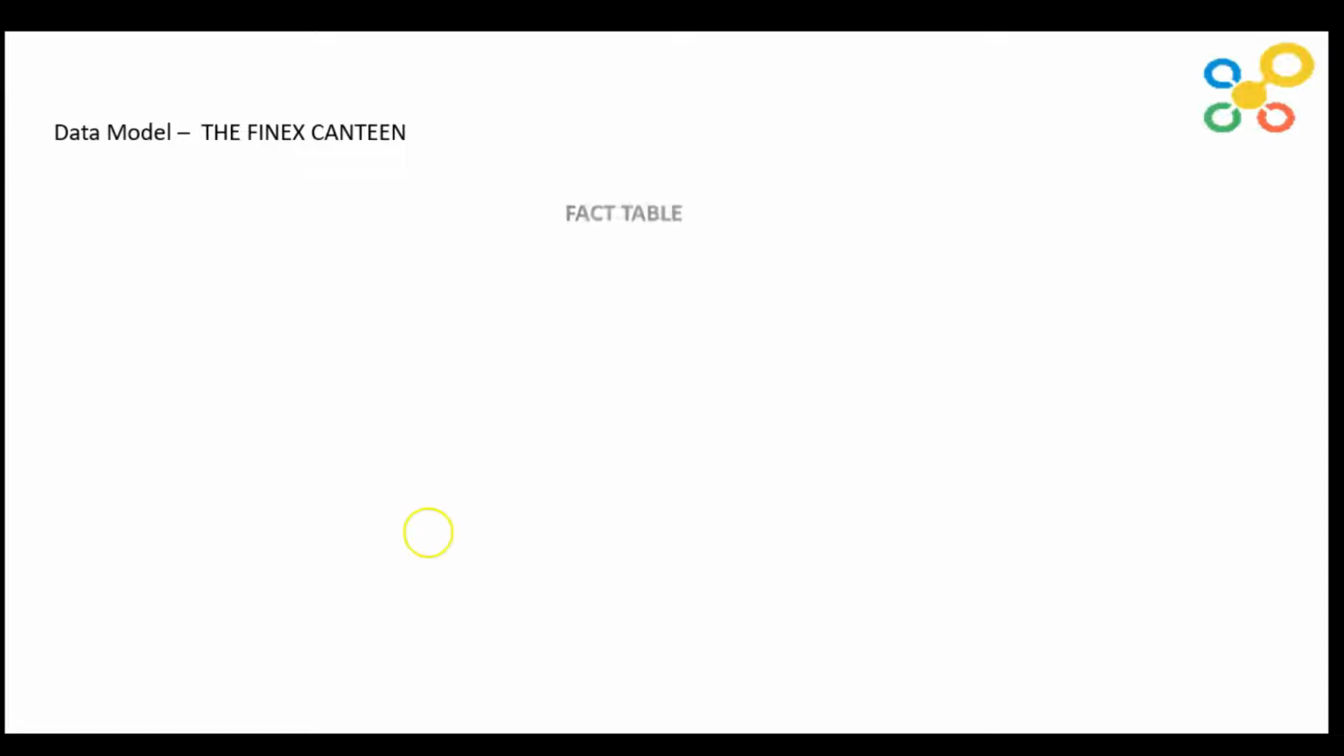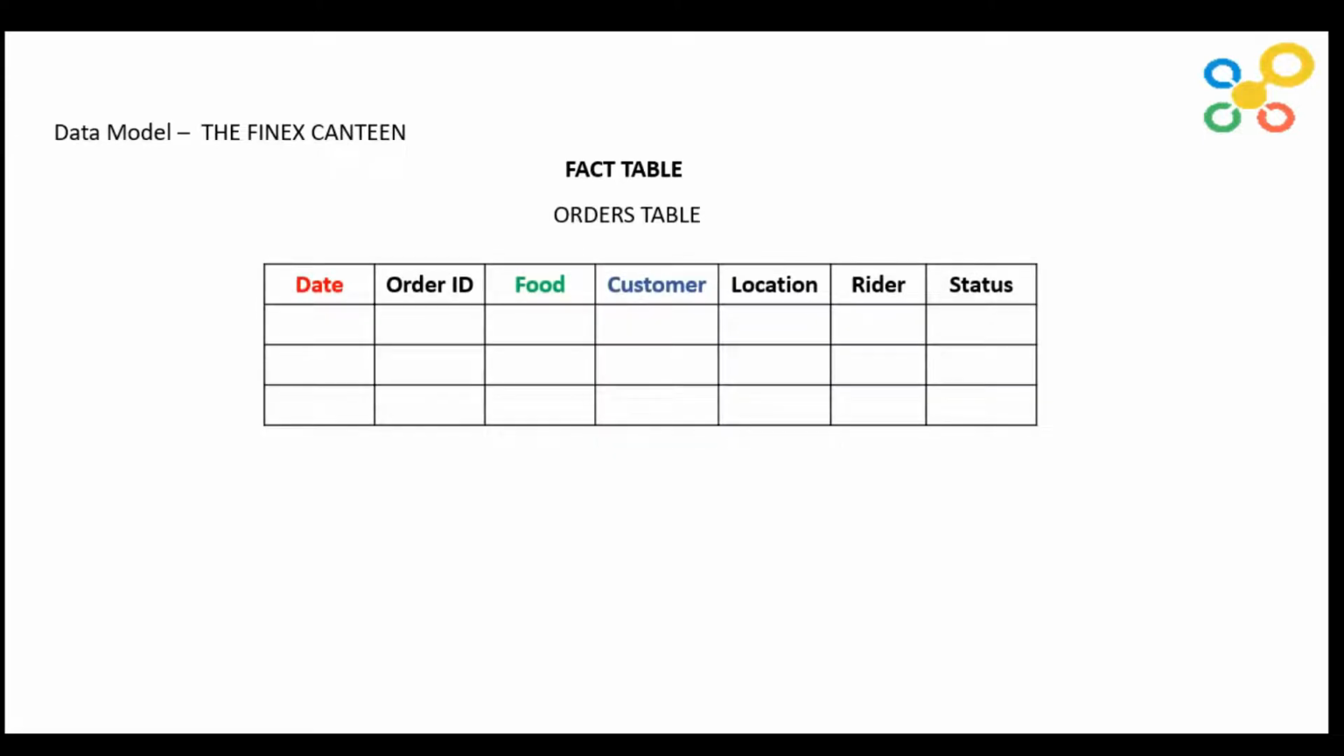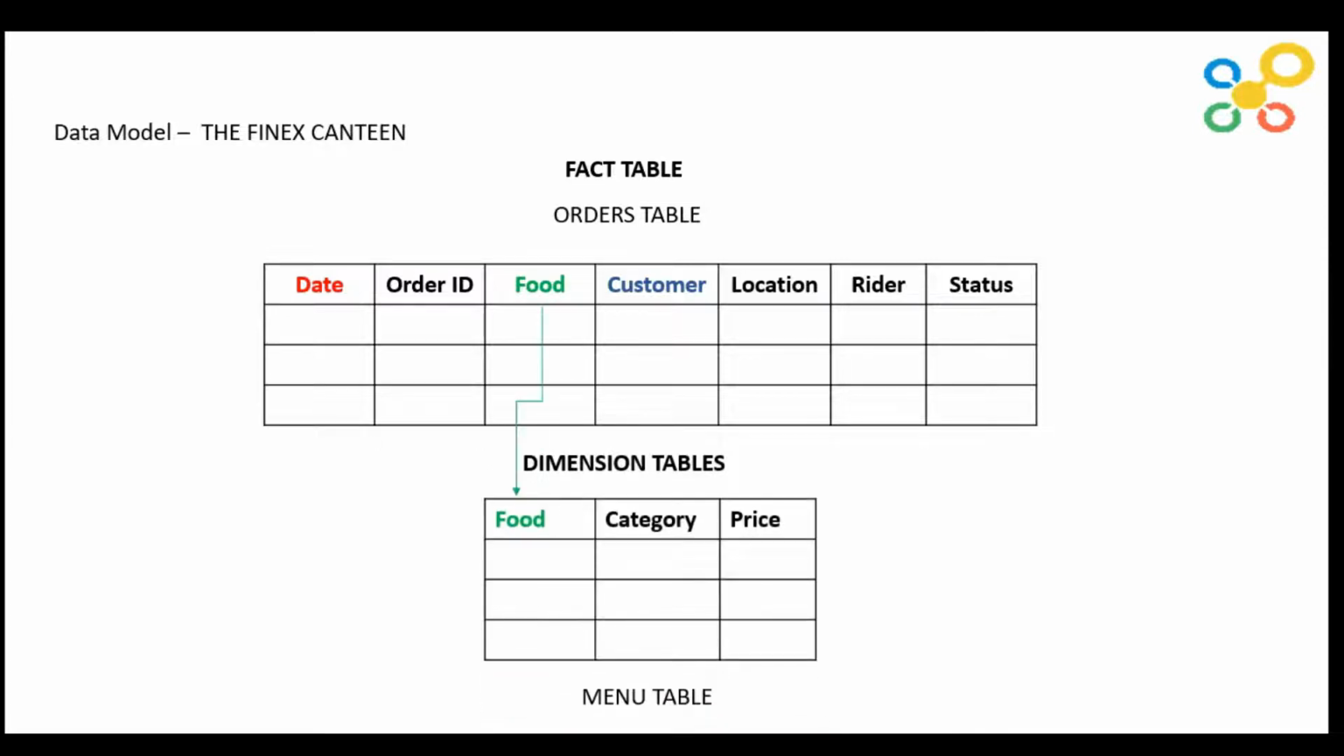A business model like this can be broken down into a data structure like this. First, you have your fact table, which is going to be the orders table. This table is going to contain all the orders that users place to the restaurants. So you have the dates, the order ID, the food, customer, location, rider, and status of the order. Now you realize that your dimension tables are going to be a menu table that's going to have the names of all your meals and the category, whether they are drinks, and so on. You classify their meals.